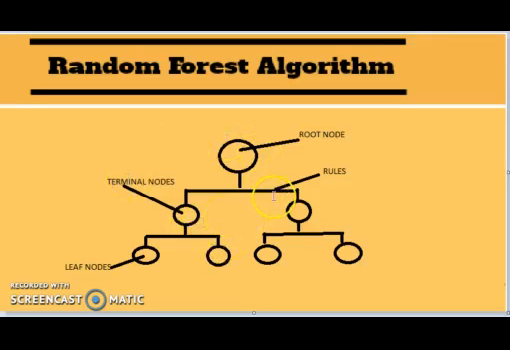This is an example decision tree where we can see the root node, the terminal nodes, and the leaf nodes. The nodes are categorized among themselves according to the rules of the decision tree.